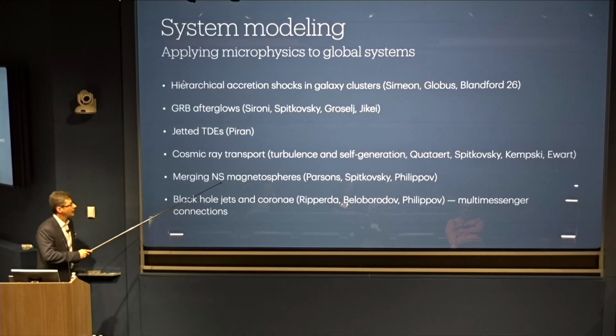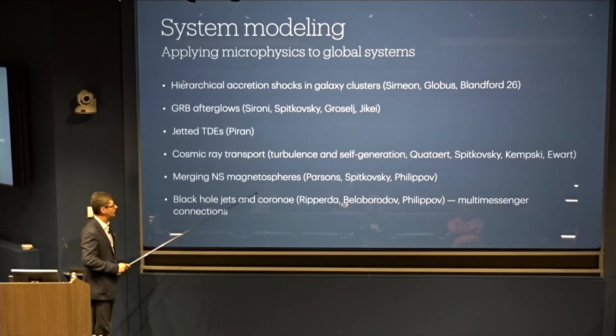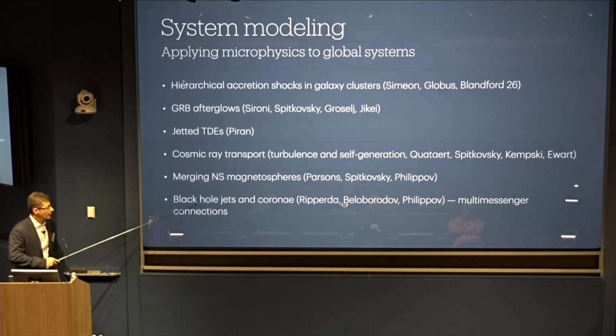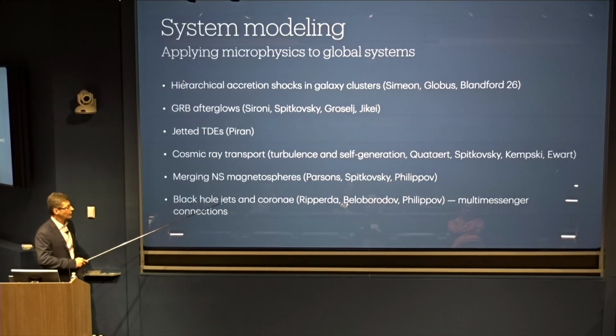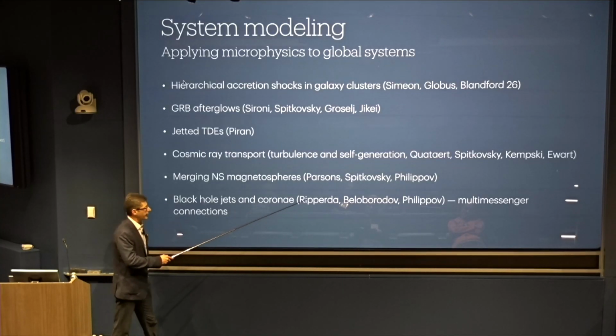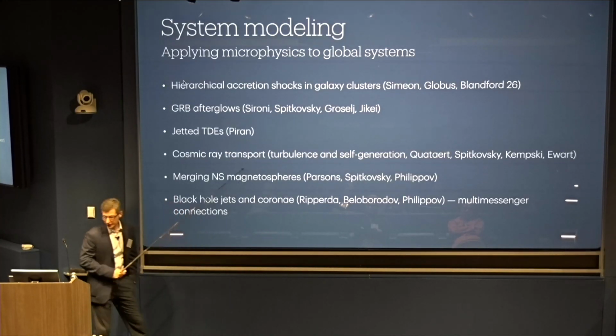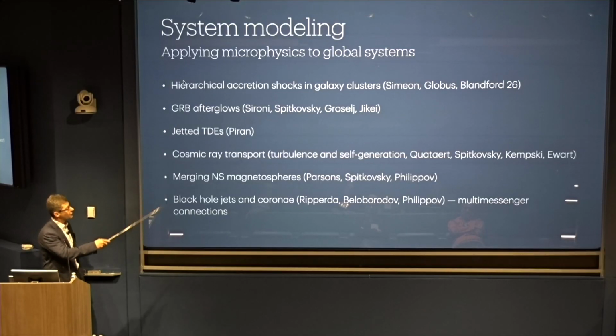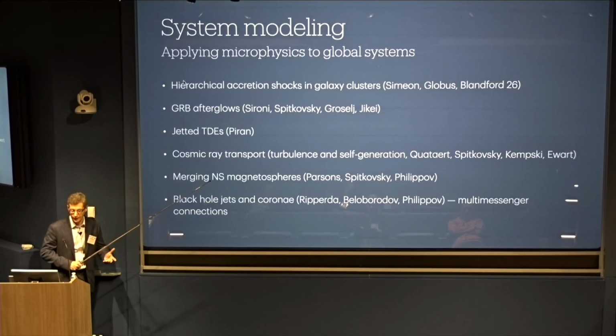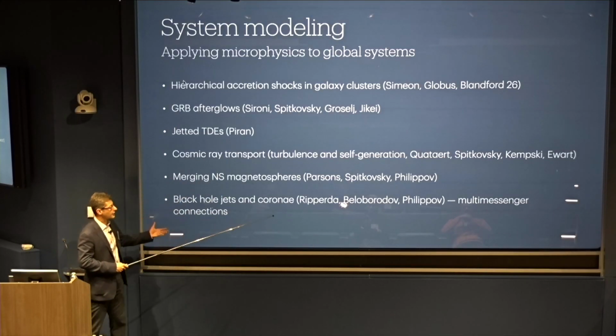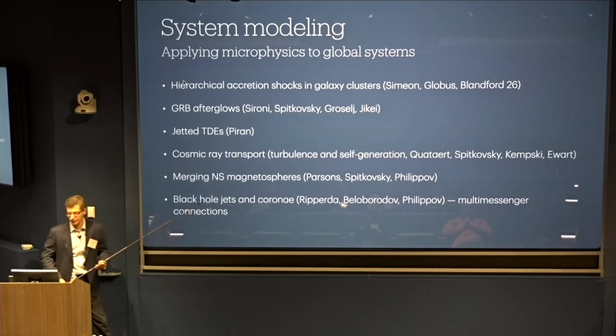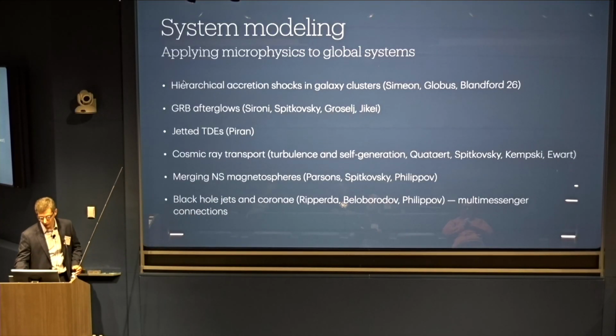And then there is the talk on Saturday about merging neutron star modeling from Jasmine Parsons, and the work that I've just described on black hole jets and Caroni. And there's more work, of course, from Bort Ruperto's group. All of these have to include prescriptions for particle acceleration. And our goal as a collaboration is to provide the right prescriptions to fit into these global system models of the astrophysical sources.